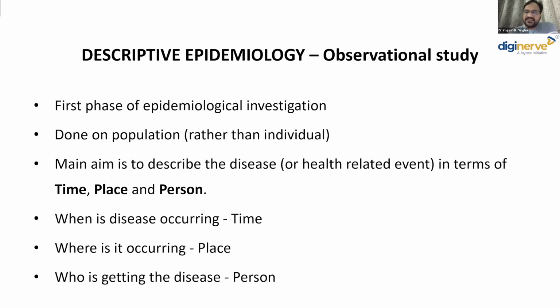Okay. And what is the main aim? Descriptive epidemiology is also called time, place, person study, TPP. We will try to find out the relation of the disease with the time, with the place, and with the person. So when is the disease occurring? Where is it occurring? And who is getting the disease? We have to know about these three things.